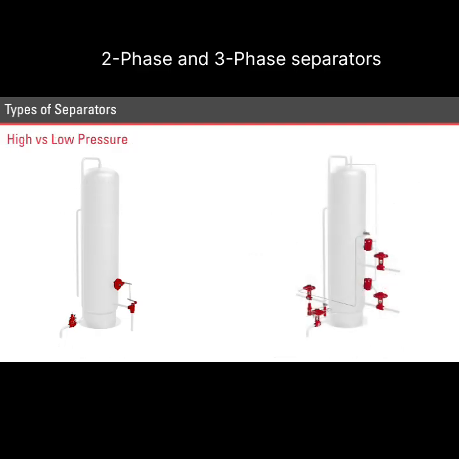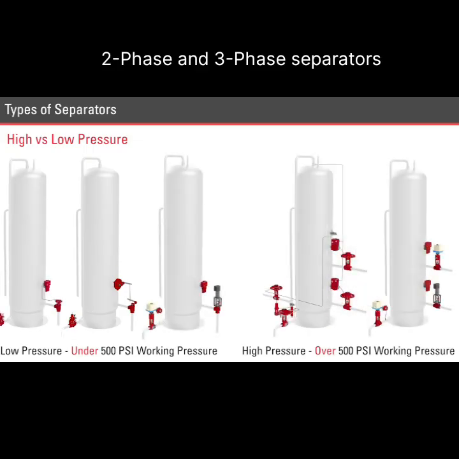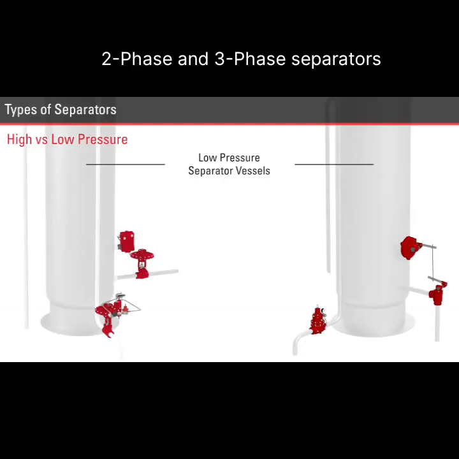Separators can be high or low pressure. Anything under 500 psi is considered low pressure, and anything above 500 psi is considered high pressure. Kimray provides different options for the controls on these vessels for both high pressure and low pressure. There are times that you have to look closely to see the differences between high and low pressure vessels.